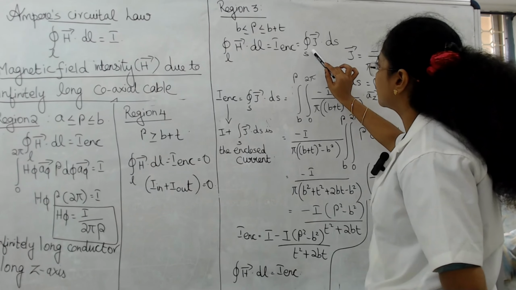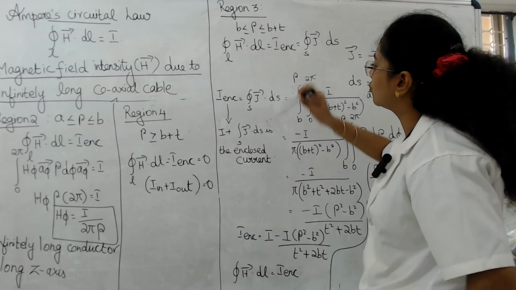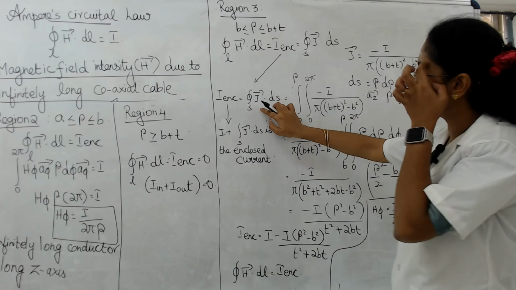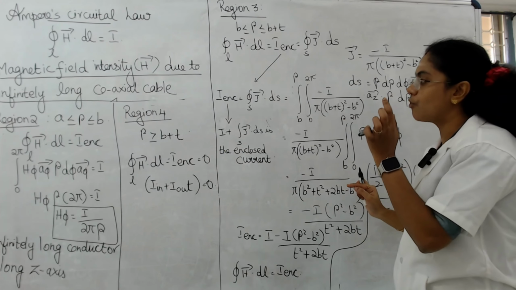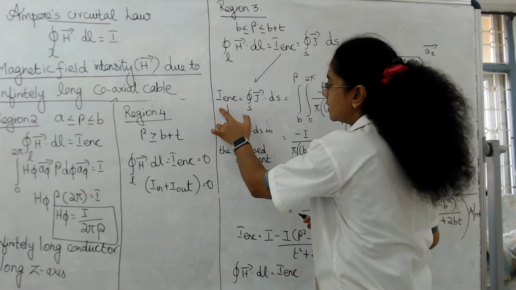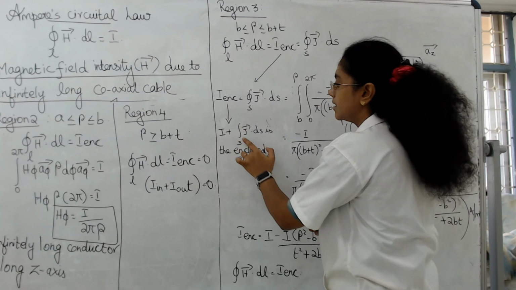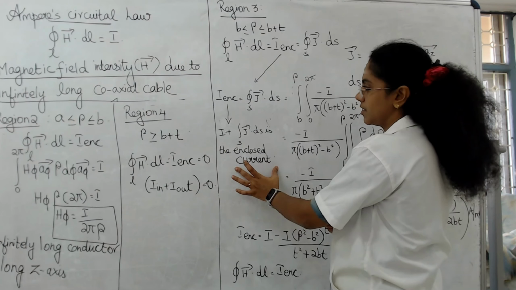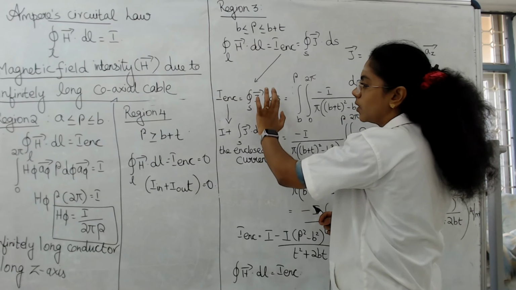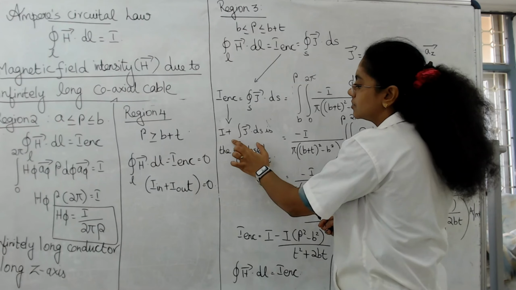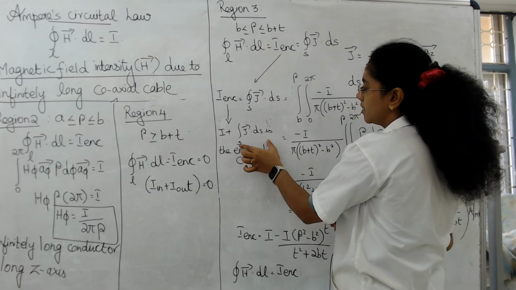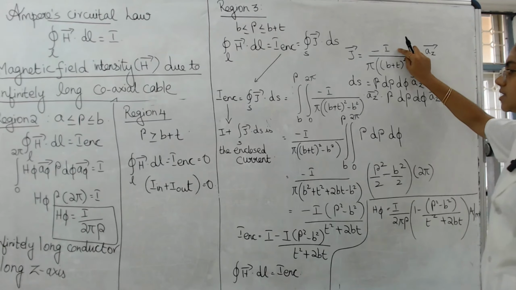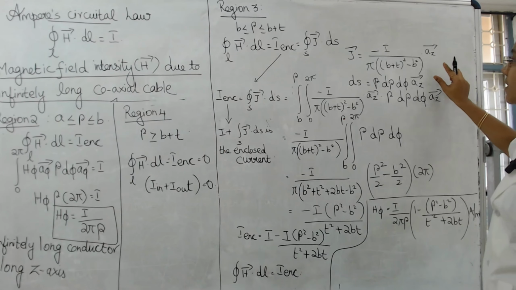The next step is to remember this term I enclosed. We normally know it as the integral over S of J dot dS. But for this region, I enclosed is equal to I plus the integral over S of J dot dS. This condition you have to remember; it is applicable only for region 3. So first I will solve this term, the integral over S of J dot dS. But obtaining J itself is a big concept, so clearly understand, my dear students.